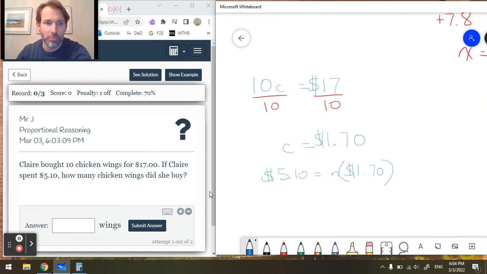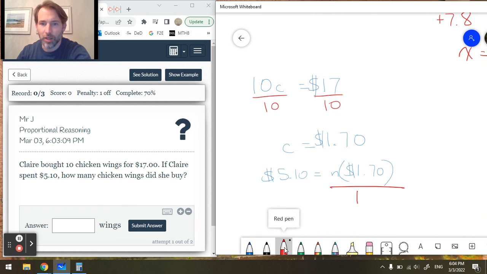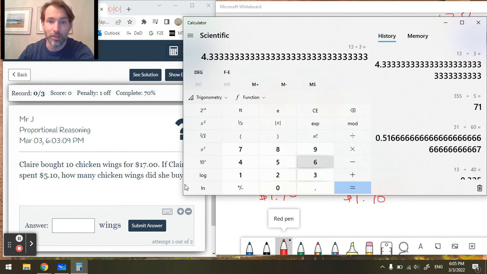Okay, that's the number that she bought on this day here. So let's check that. Now I divide both sides by 170 to get it away from the number that she bought. And then maybe I need a calculator to do this one. I'm so confident I can do that in my head, but you'll need a calculator.